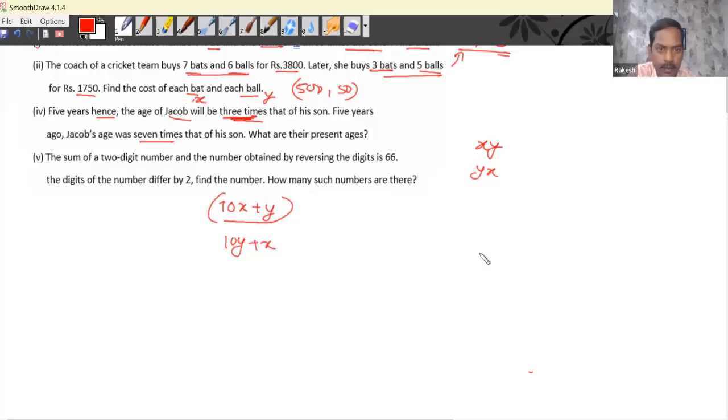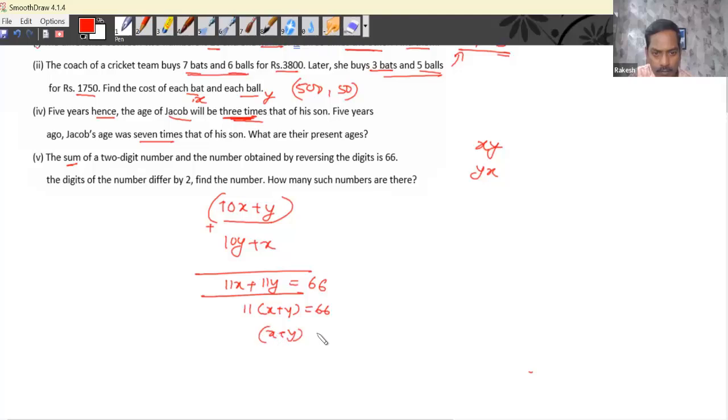Correct? So the sum, in the sense, the addition of these two. The like terms will be added. So it is 11x. These terms will be added, so it is 11y. This is equal to 66. Clearly 11 is common, so we can take it out: 11 times (x plus y) is equal to 66, or the value of x plus y will be equal to what? Dividing both sides by 11, I'll be getting 6. This is, say, equation number 1.